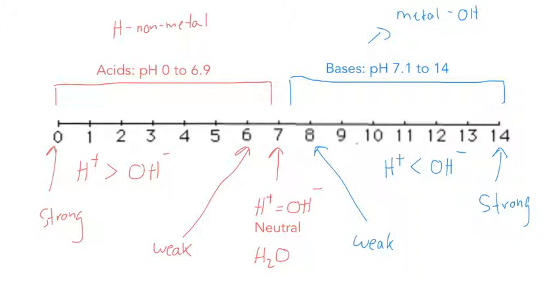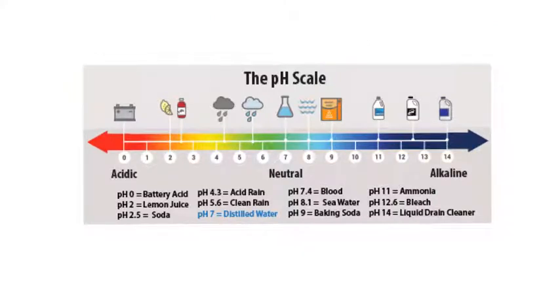So now what we're going to do is look at some common examples of acids and bases and where they are on the pH scale. Here we have another pH scale. I just want to point out the colors. On the scale, when it's very acidic, the colors are red, going on to orange, yellow, green, light blue, dark blue, and then violet.